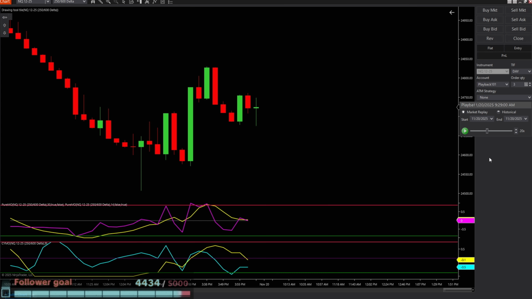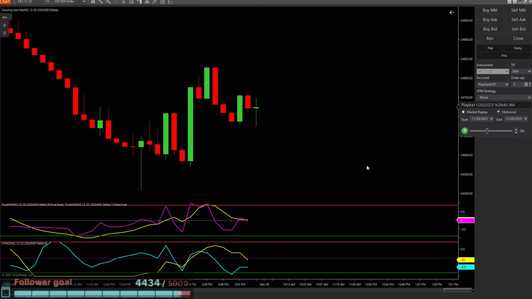So, plotted on the chart, we have both PureMO and CYMO. CYMO's for structure. PureMO is to capture the pure momentum swings in price, okay? So this is a very good chart to test this in, and we've been doing a lot of testing with this here in the lab, trying to see how we integrate this as part of a structured process, okay? So here we go, guys. 5, 4, 3, 2, 1. Let's go ahead and roll with it, okay?